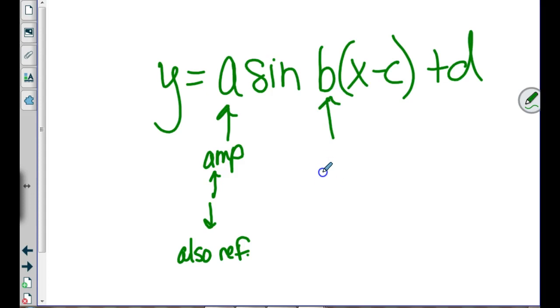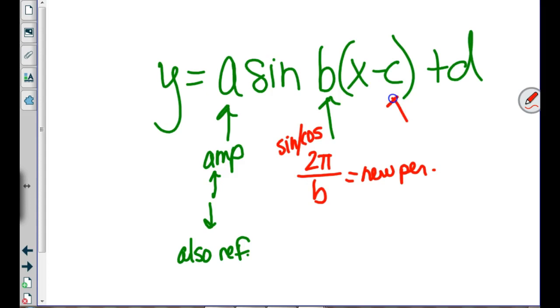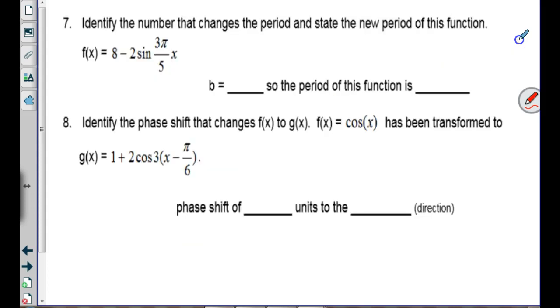What does B do? Yes, this affects period, but it's 2 pi for sine or cosine, which is what's on there. It's 2 pi divided by B that will give you the new period. And this is a phase shift left or right. And this is a vertical shift up or down. Everybody good? More time. So which number in this question is affecting the period?